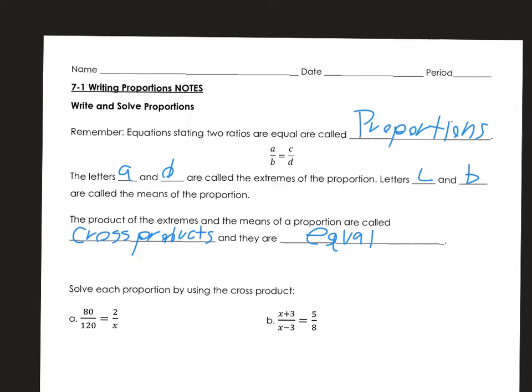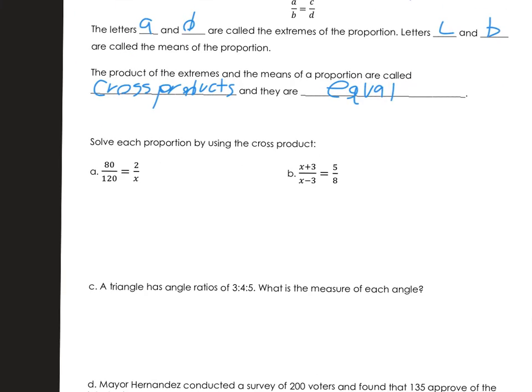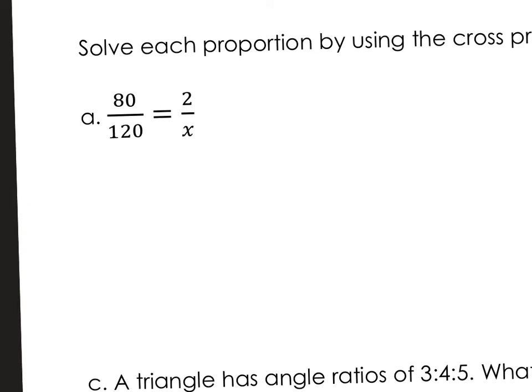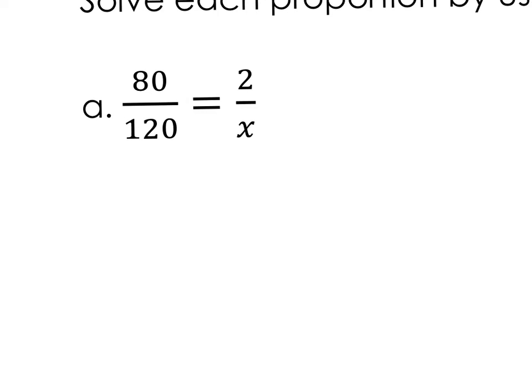So let's apply this to some math problems. Solve each proportion using the cross product. So, A, we have 180 over 20 is equal to 2 over x. We need to find what value of x makes this appropriate. Well, let's run our cross product real quick.